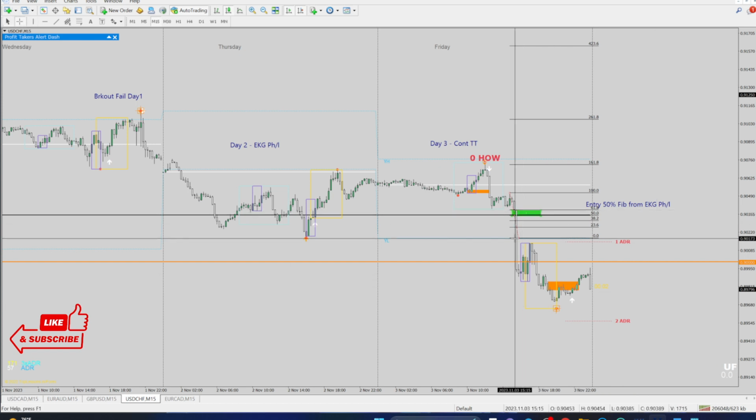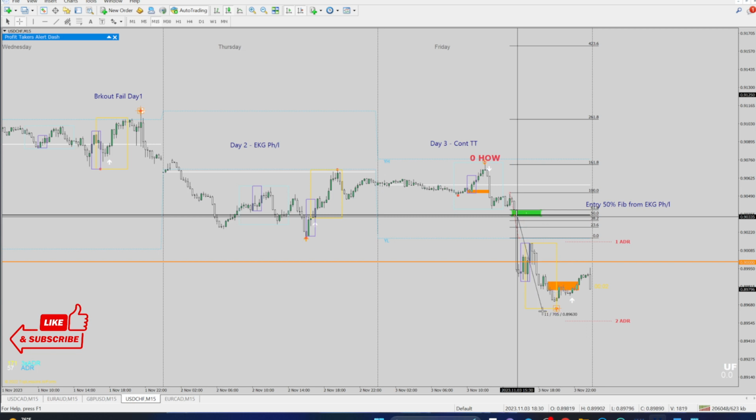And with this particular pair, it's not bad. Getting 40 pips out of this before the market starts, and if you hold on to it throughout the session, 60 some odd pips, it's pretty good.